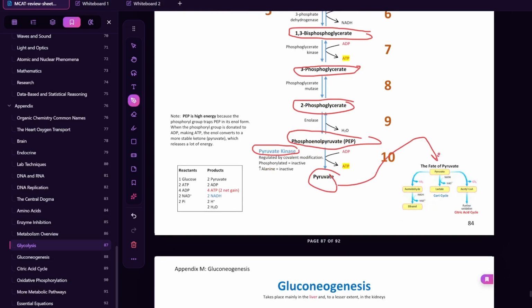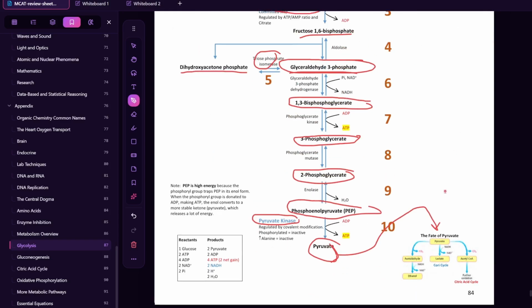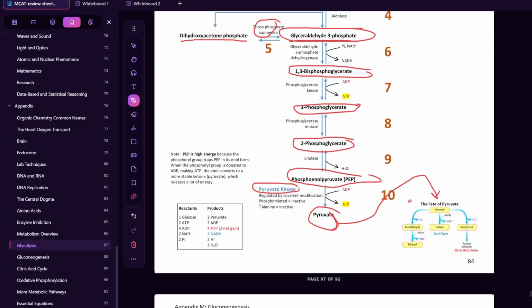So what is the fate of pyruvate? Where can we go with pyruvate? We've done all the steps of glycolysis. Now what happens? All these 10 steps are important to remember. The fate of pyruvate can go into the Cori cycle, where it's turned into lactate, and that will end up making lactic acid, which is not something you really want. Then pyruvate can make acetyl-CoA, which leads to the citric acid cycle, which is what you generally want for cellular respiration. And pyruvate can also become acetaldehyde and then ethanol. So this is why we have this diagram for the fate of pyruvate.